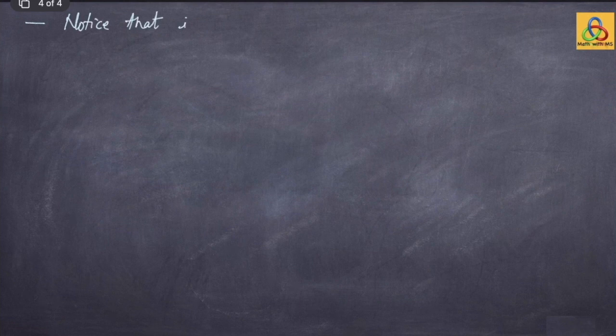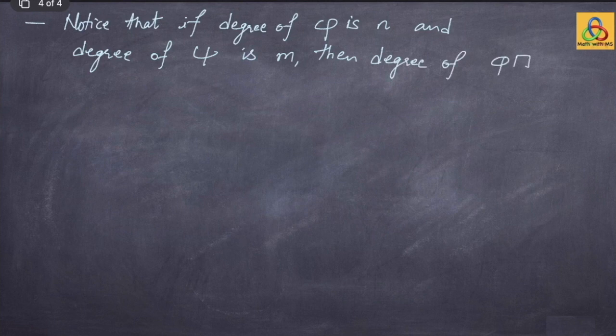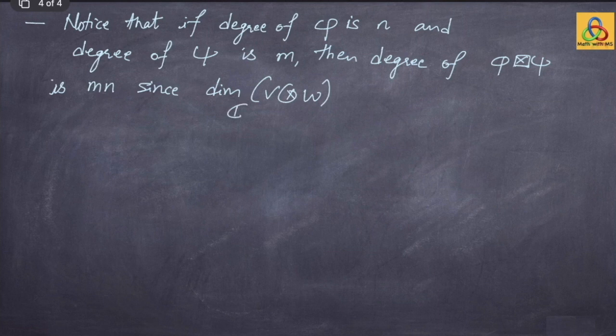What can we say about the degree of the exterior product? It turns out that it is simply the product of the degrees. So if the degree of the representation phi is n and the degree of the representation psi is m, then the degree of phi exterior tensor psi is m into n. This follows because the dimension of V tensor W as a vector space is the same as the dimension of V times the dimension of W. Very elementary observation.